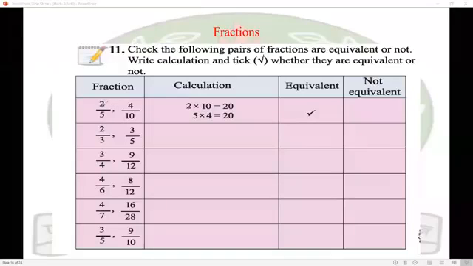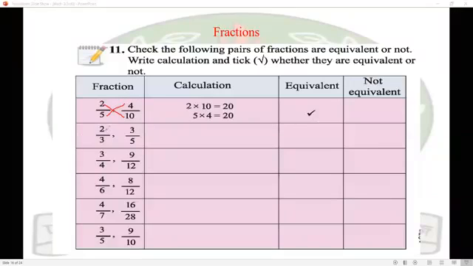We have to multiply 2 with 10 and 5 with 4. That means the denominator of one fraction with the numerator of the other fraction, and the numerator of one fraction with the denominator of the other. When we multiply 2 and 10, we get 20, and multiplying 4 by 5, we get 20. So these are equivalent.